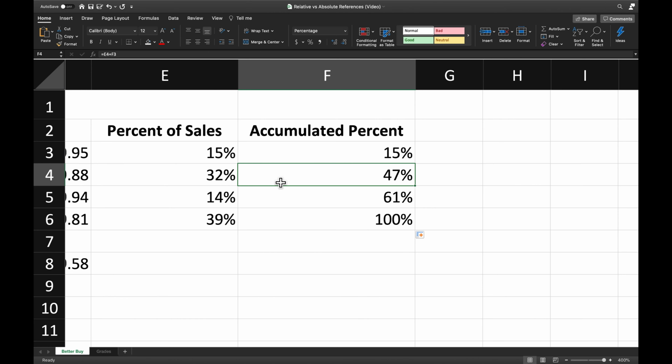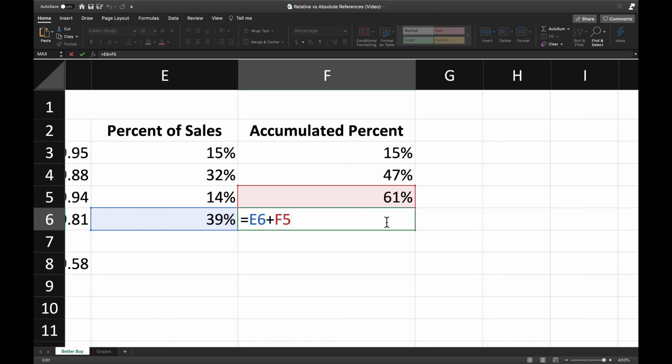You can see how each of these new accumulated percents is really just a sum of everything before it. Therefore, the very last one is a sum of everything. Therefore, it's 100%.